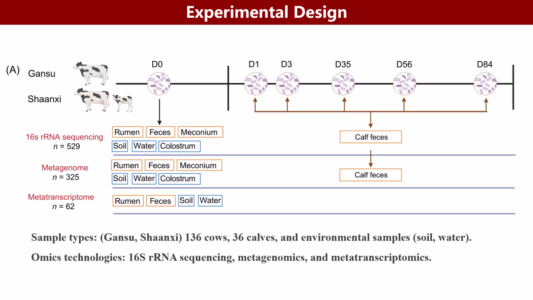Rumen fluid and fecal samples from 136 dairy cows and 36 calves were collected from pastures in Gansu and Jiangxi provinces. Meanwhile, colostrum, meconium, and environmental samples were also collected. The dynamics of the resistome were systematically tracked through 16S sequencing, metagenomic, and metatranscriptomic technologies.